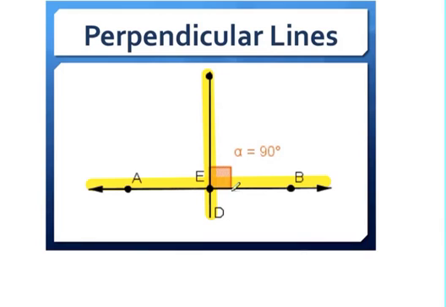The only way that a perpendicular line is perpendicular is, in fact, if it crosses at a 90-degree angle. If it just intersects, we would call that intersecting lines. But in this case, they are perpendicular because they form those 90-degree angles.